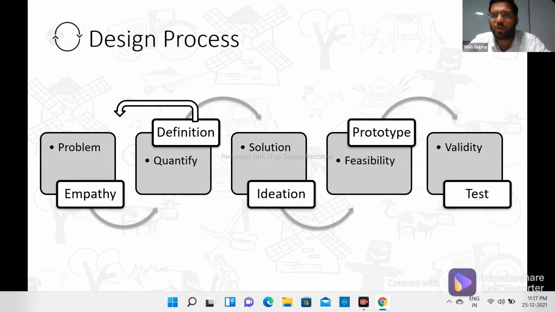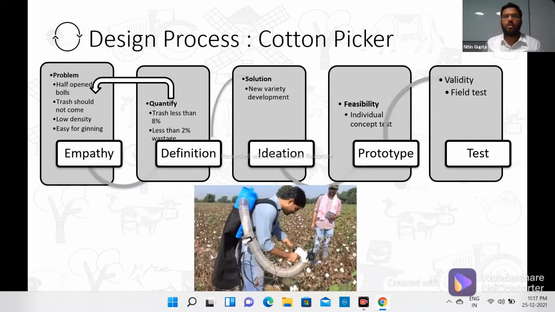So for anybody, it looks like common sense that anybody will do this 5-step process only, but generally it does not happen. We try to get into ideation first, which should not be desired. So I'll give you an example. While giving this example, I'll speak in Hindi, so it will be easier for others to follow also.